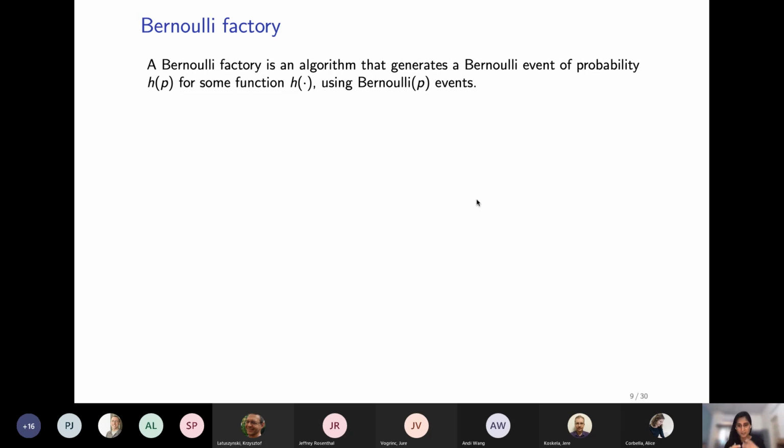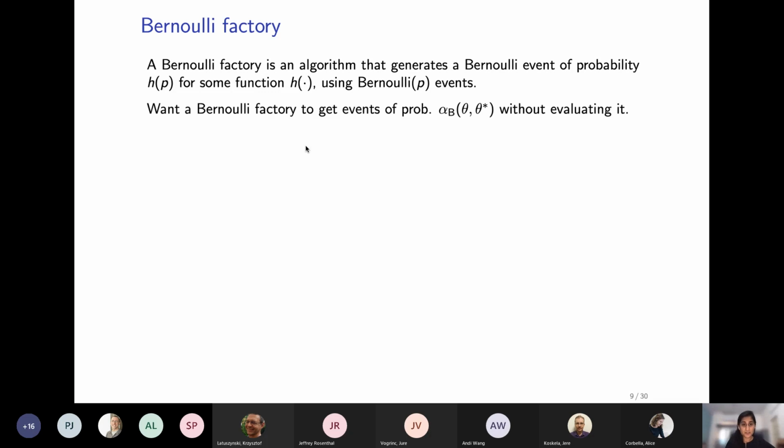So you can think of this as some sort of factory where you give it a bunch of Bernoulli p events and out comes a Bernoulli h(p) event. And that h(p) event comes without the need of possibly even evaluating h. But for our problem, we want to construct a Bernoulli factory that can get us events of probability alpha B, the Barker's acceptance probability, without evaluating it.